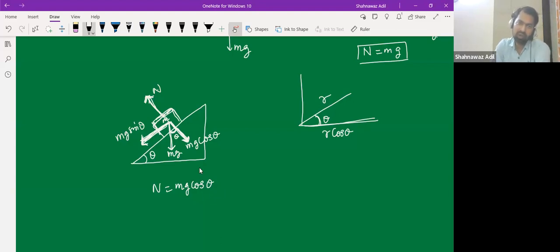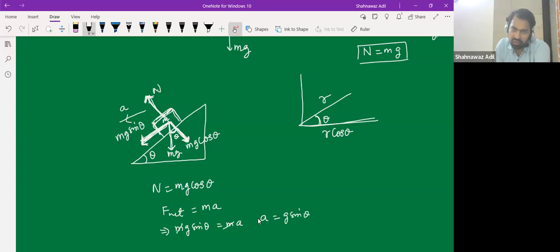So if we calculate, let's say this is the acceleration, right? Using Newton's law, F net would be ma. So F net would be how much? This would be mg sin theta equal to ma. So m will cancel, and acceleration would be g sin theta, right? So this will slip with this acceleration, right?